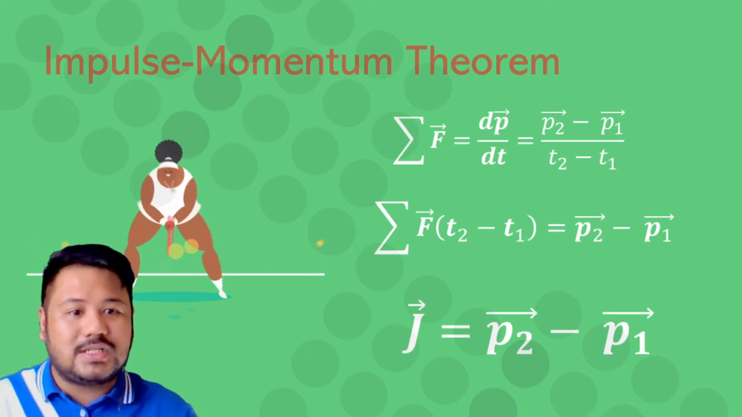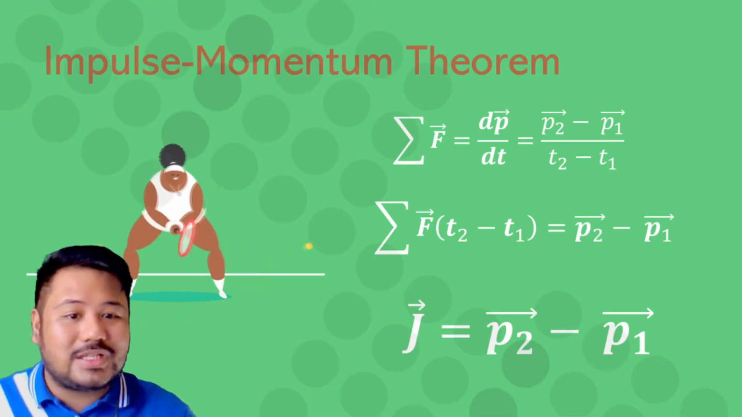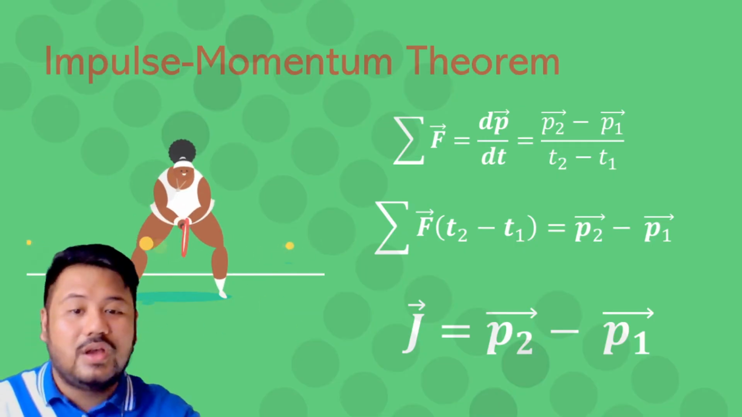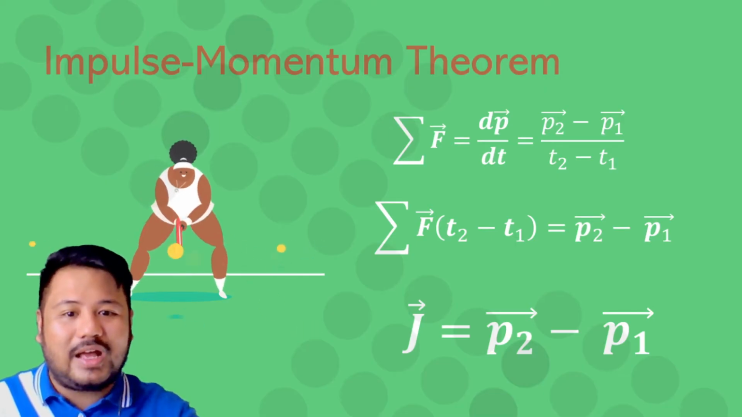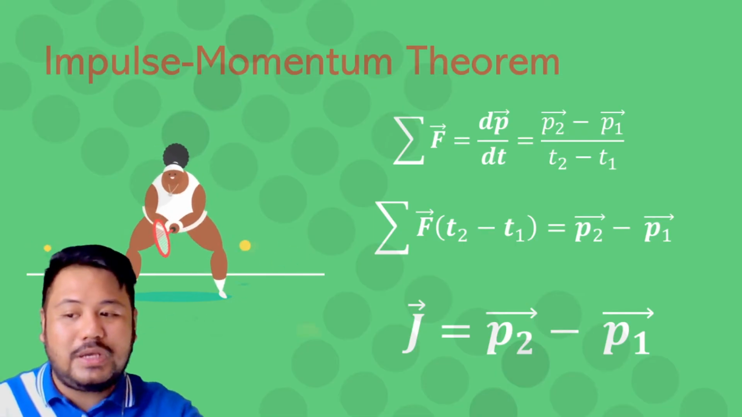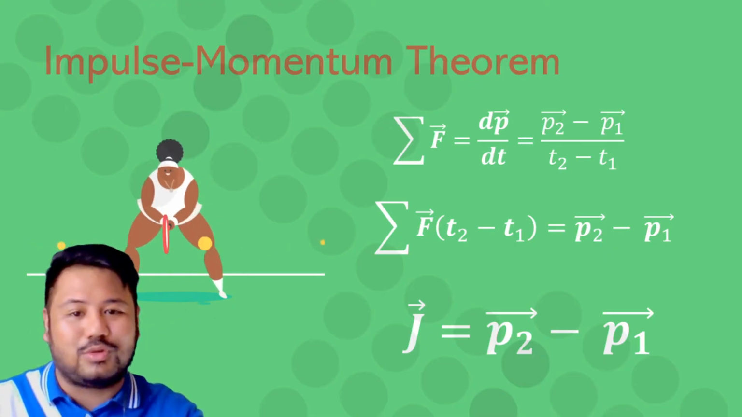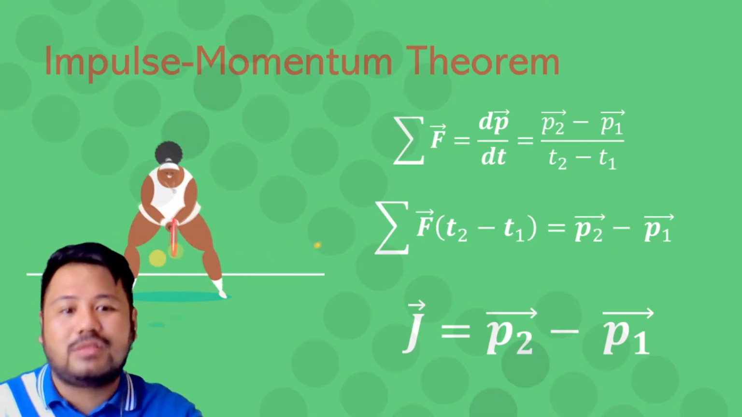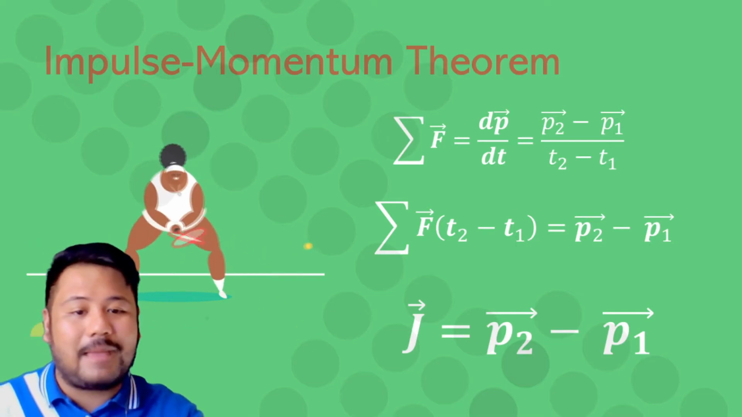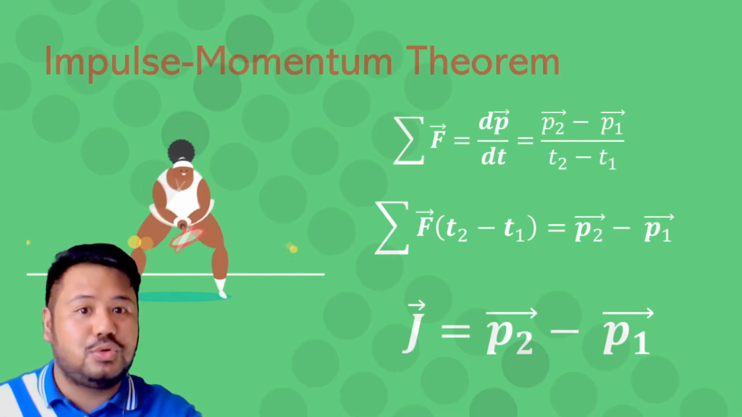If the net force is constant, dp over dt is also constant. In that case, dp over dt is equal to the change in momentum, p2 minus p1, during the time interval t2 minus t1. Doing the necessary algebra, we could have this final equation wherein impulse is just equal to p2 minus p1, or basically impulse is just equal to the change in momentum. This is actually our impulse-momentum theorem. This equation tells us that the change in momentum of a particle during a time interval equals the impulse of the net force that acts on the particle during the time interval.